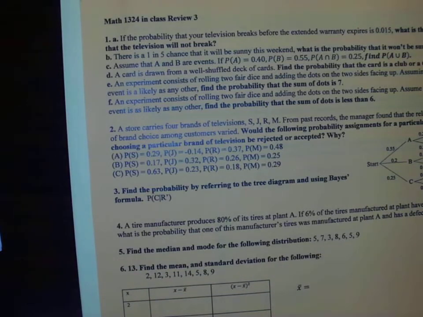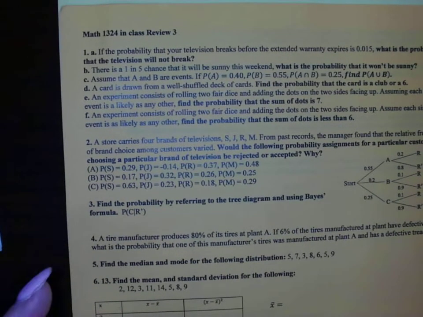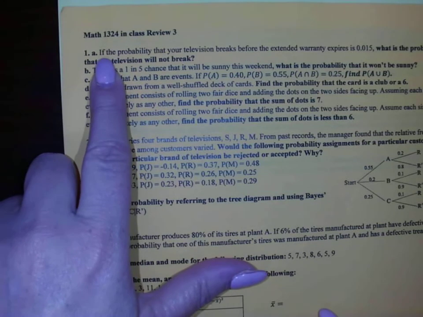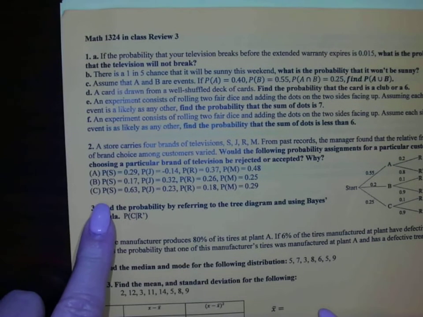All right, so we are going to work on our Exam 3 review for business math. We've got some probabilities going on in here. We have some standard deviations, and then we're going to solve some systems of equations and using corner points and such. So let's get started.